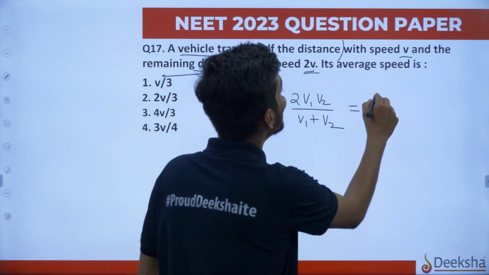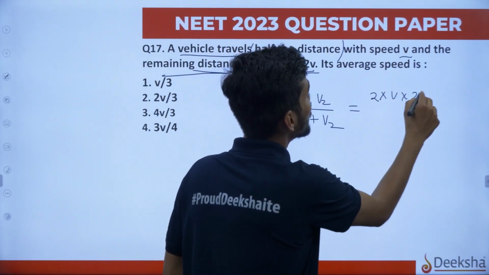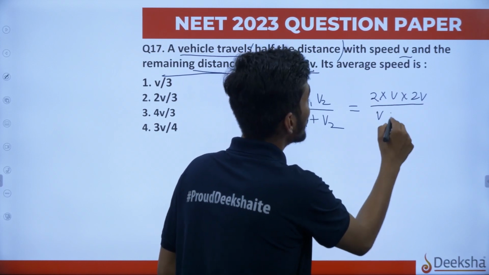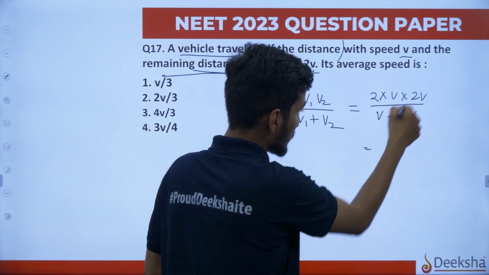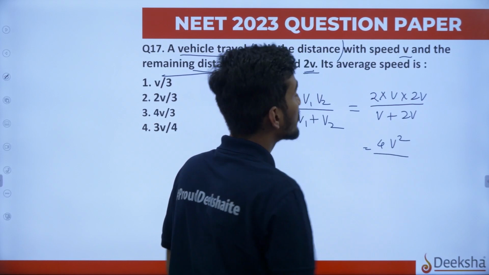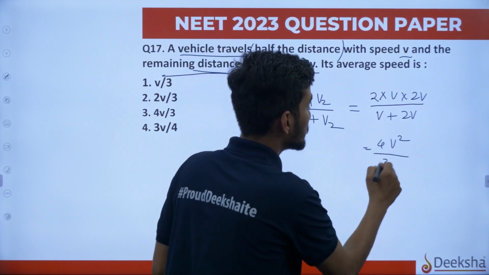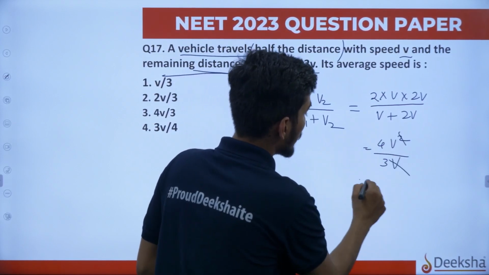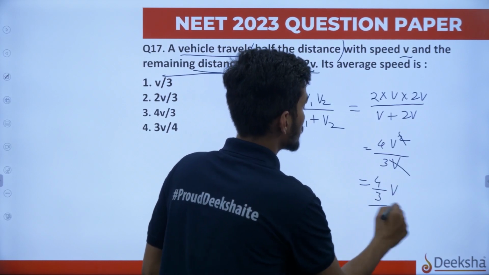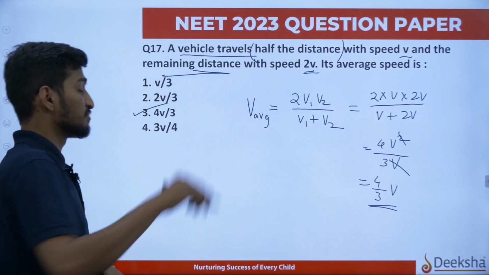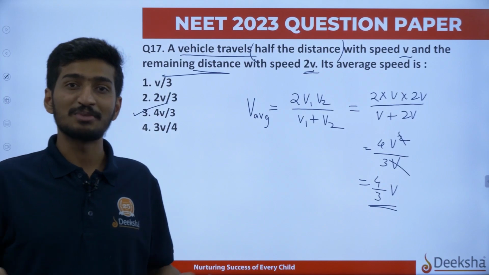So put the values here. 2 v into 2v by v plus 2v. This is 4v square on the top, and in the bottom we have v plus 2v, 3v. So what I get essentially is 4 by 3 v, which should be the answer, which is option number 3. That's the correct answer. How simple is that?